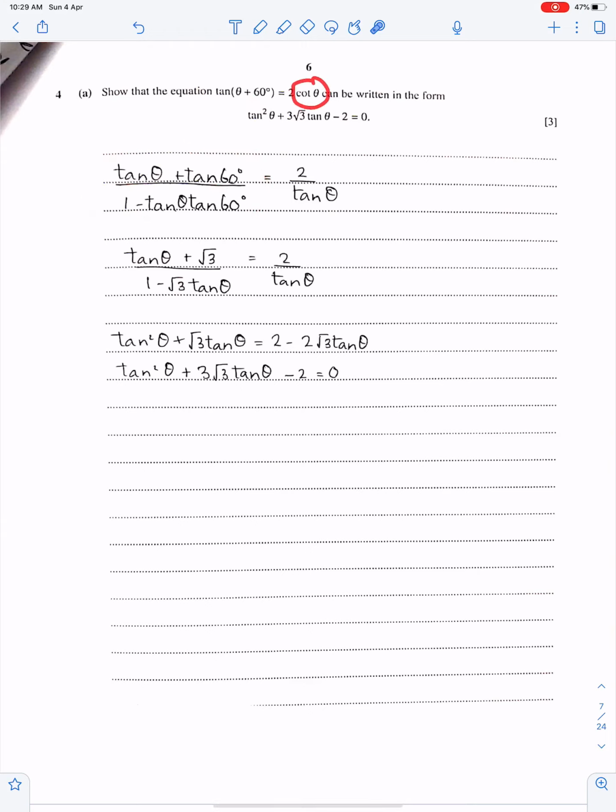And you know cot theta is the reciprocal of tan. So you need to write 2 cot theta as 2 upon tan theta. Tan 60 is root 3. Now do the cross multiplication and get this answer.